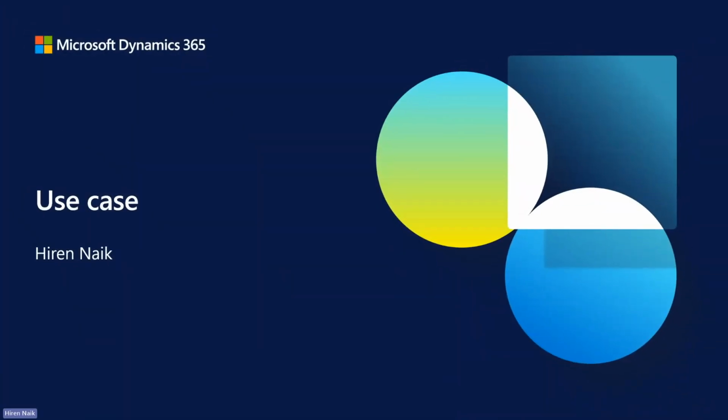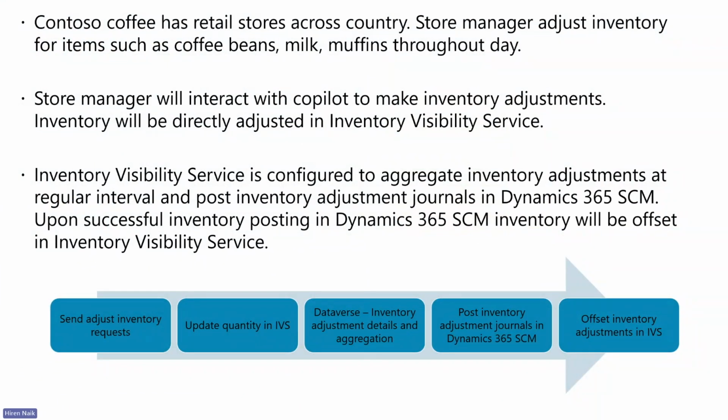So now let's look at the use case. One of the use cases for this capability, and then we will look at the end-to-end demo of how this all comes together. The use case which I'm taking here is that Composable Coffee has retail stores across the country, and each retail store has a store manager who adjusts the inventory for items such as coffee beans, milk, muffins throughout the day as these items or products get consumed.